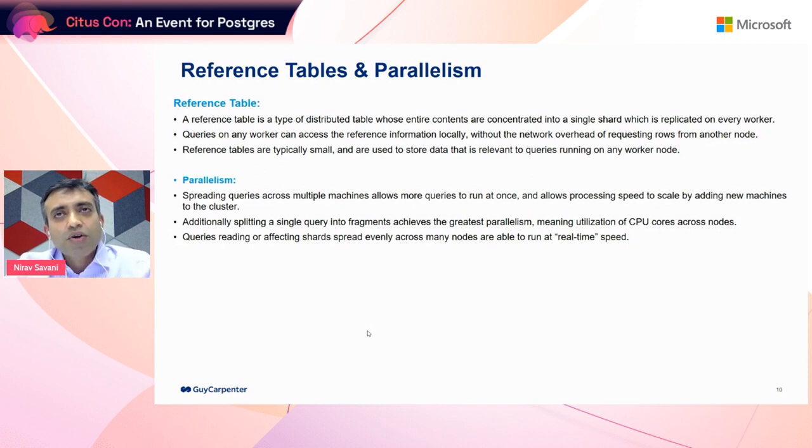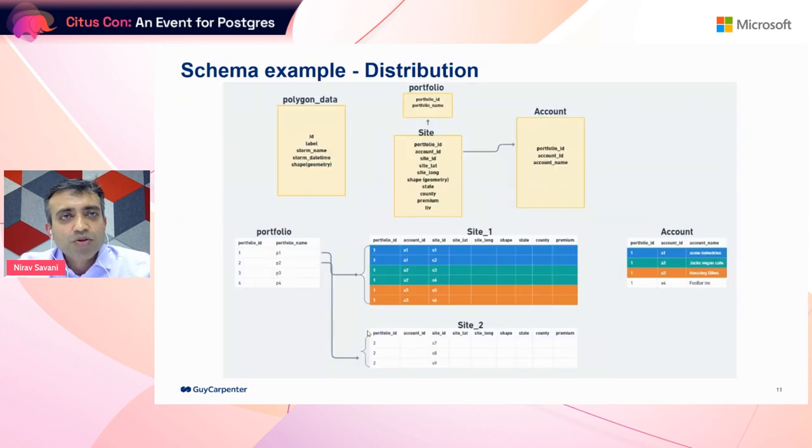So all our event tables, we mark as reference tables. What Citus does is create a copy of that on each and every worker node, which gives us really good parallelism. This is just an example of our schema. We have site and account and polygon data. As you can see at the bottom, for each and every portfolio we have a partition. Site_1 is one partition and site_2 is another.